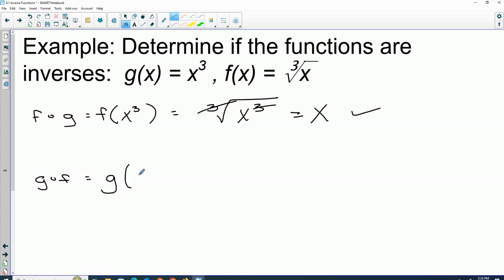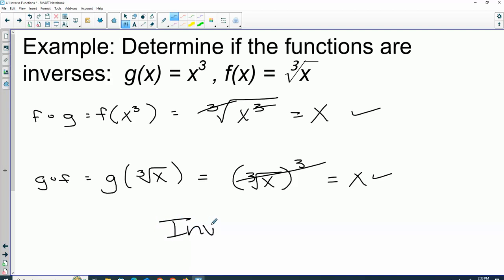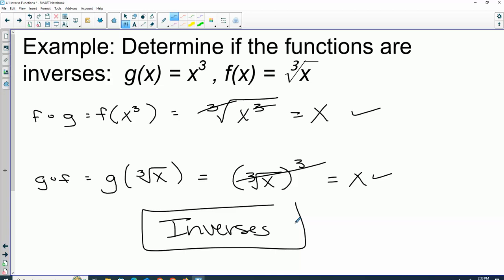So f is the cube root of x. If I put that into g, g is whatever we put in cubed. So if I take a cube root cubed, they cancel each other, and we get x. Since both of them equal x, they are inverses. If one didn't work out, we would not have to check the other one. We could just stop and say they are not inverses.